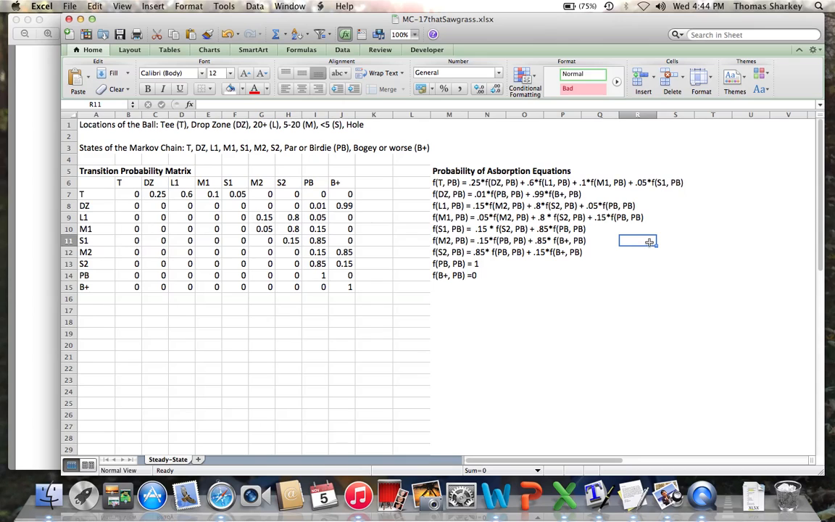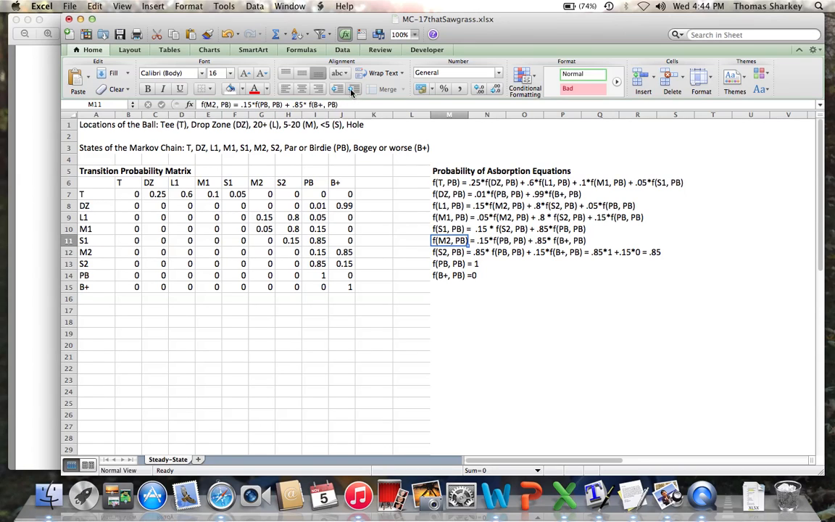So basically what we can do is a substitution for this particular state. We know that we get 0.85 times 1 plus 0.15 times 0. So we end up with a probability of 85% that, if I'm in state S2, I make par or better, and that makes sense. If I'm in S2, that means I'm 5 feet away from the hole, hitting my third shot.